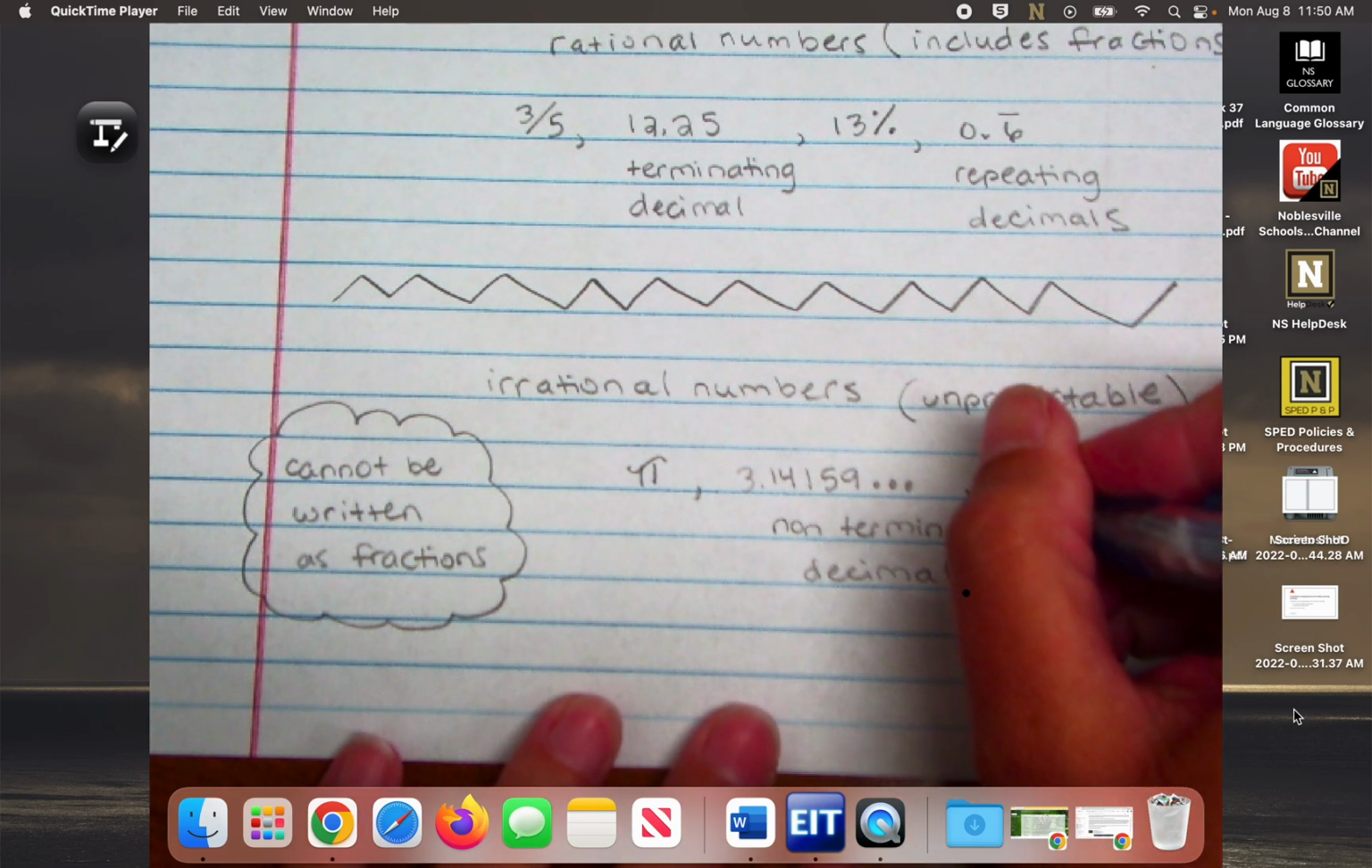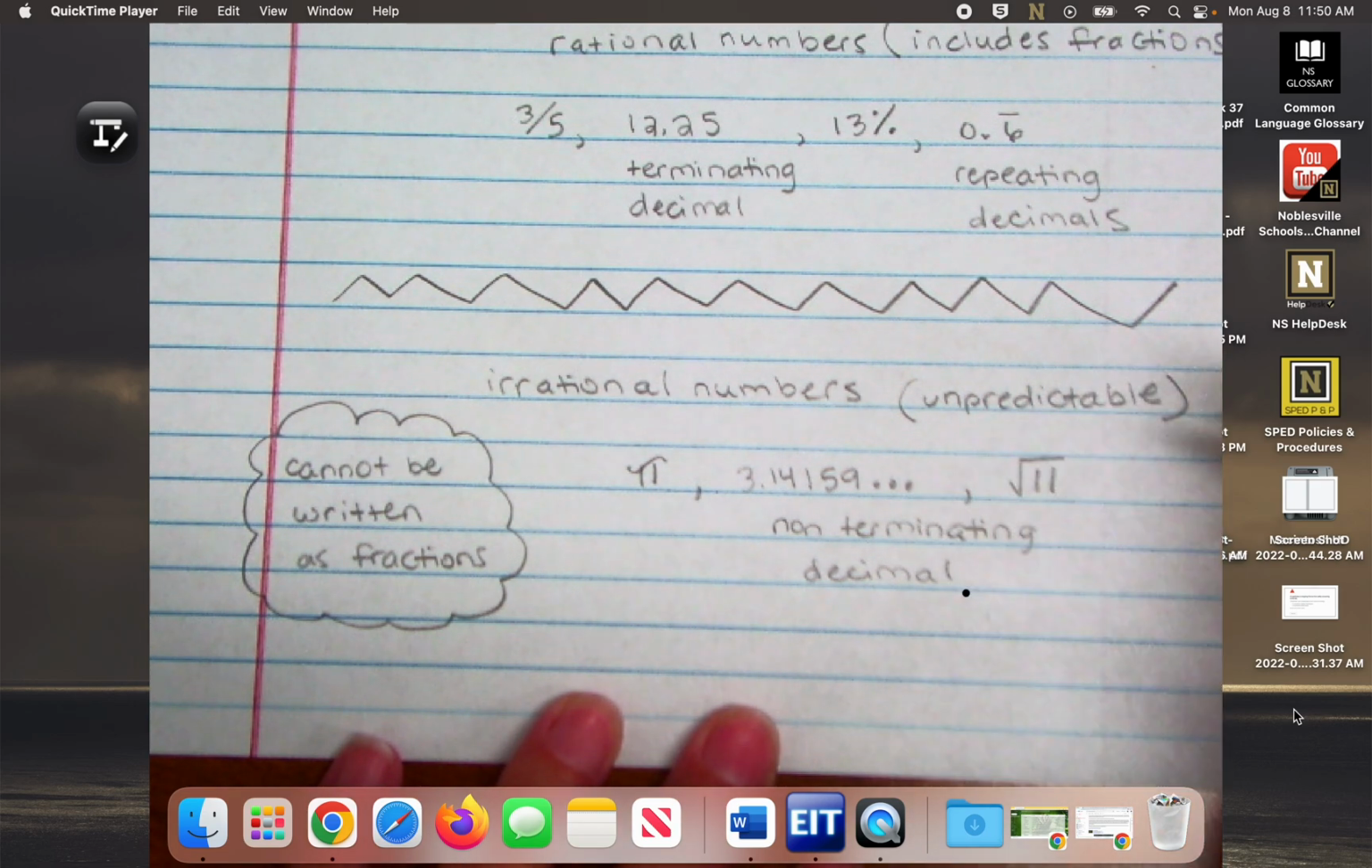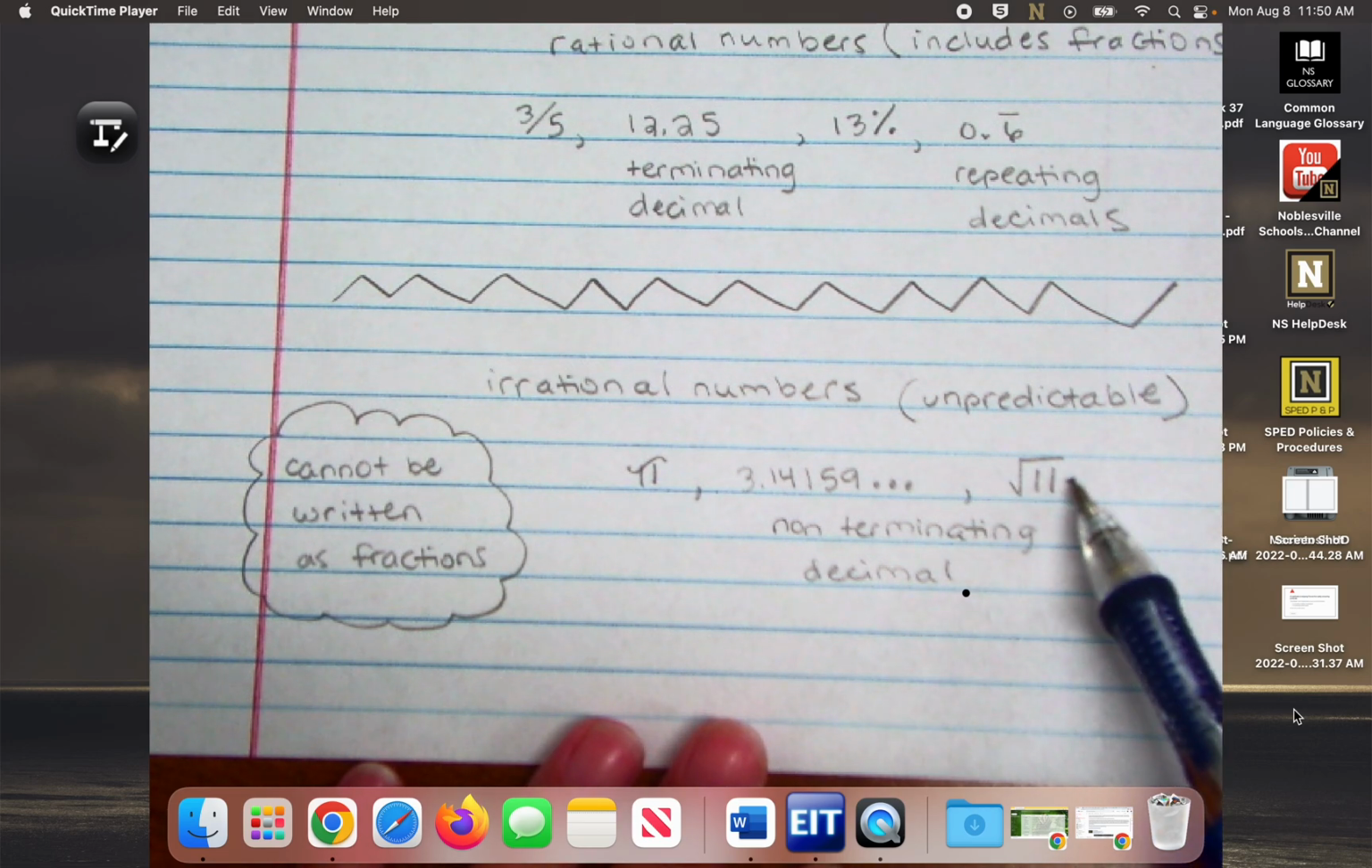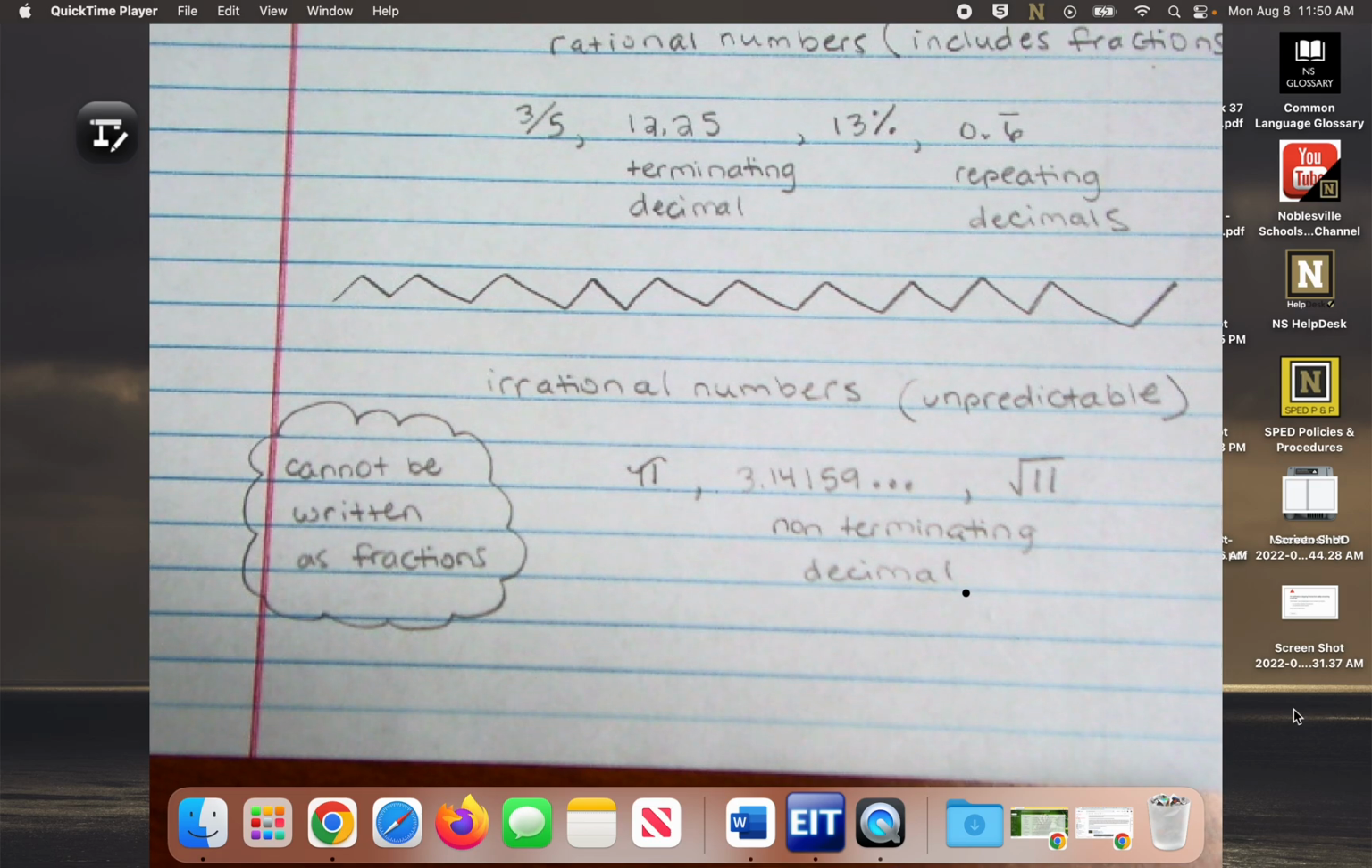And the last one I want you to have written down, which might not make super sense right now, is the square root of a non-perfect square. Oh, yeah, we learned about that. Right? So what's a perfect square? Like the square root of 9. Yes, the square root of 9 would be 3, right?